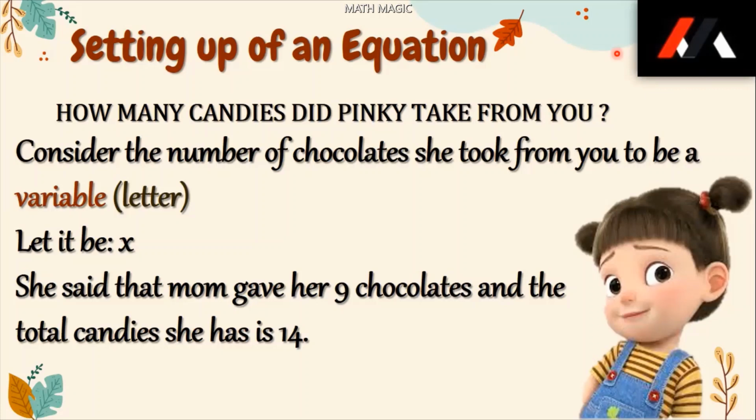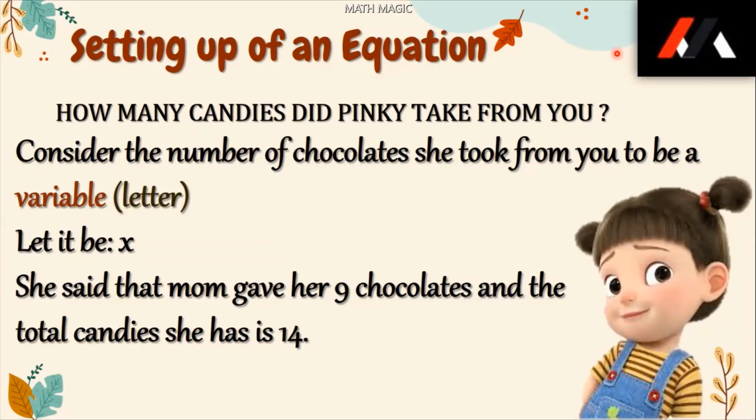Now, what is a variable? The word itself explains much better. A variable is something which varies, which keeps changing. A variable is represented by an alphabet or a letter. It could be any amount. It could be 10, it could be 20, it could be 30, it could be anything. You don't know, so since you don't know, you represent that with a letter. Here we have represented the number of chocolates Pinky took from you to be X.